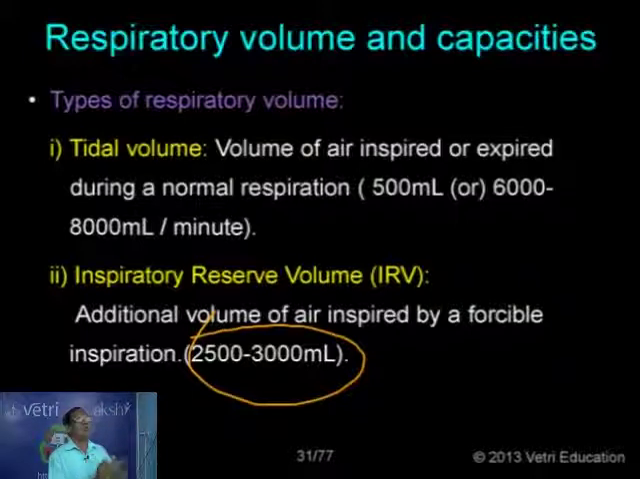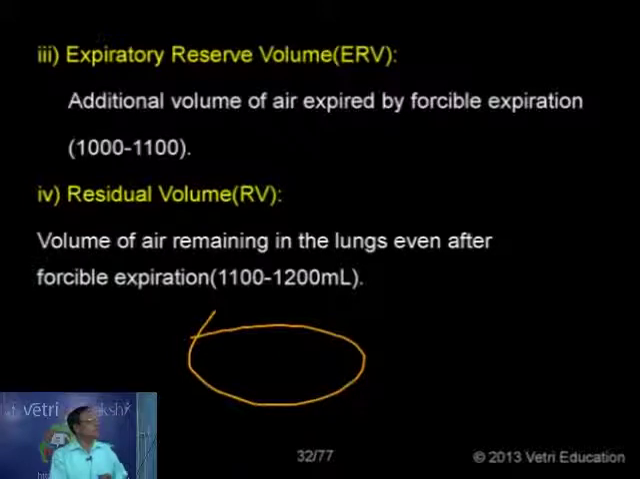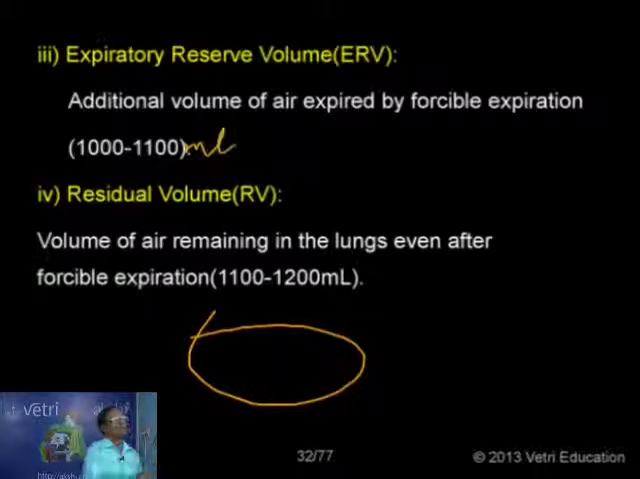Similarly, we also have the expiratory reserve volume. That is the additional volume of air that is expired by forcible expiration. While doing physical exercises, we are taking the air in forcibly and also sending air out with force. So the additional volume of air that is expired by forcible expiration is called the expiratory reserve volume, or ERV, which is equivalent to 1000 to 1100 ml.